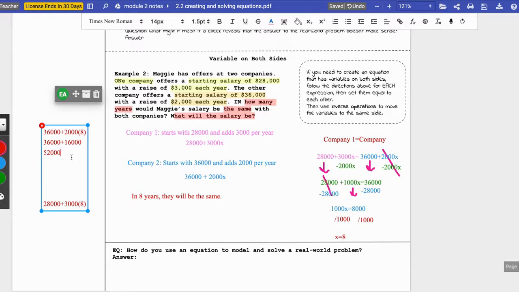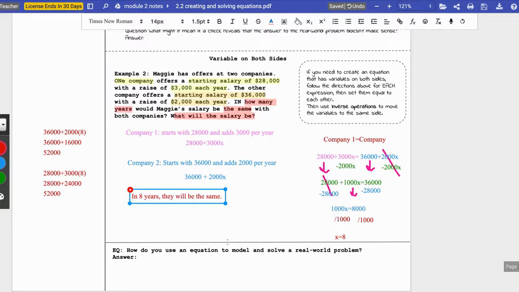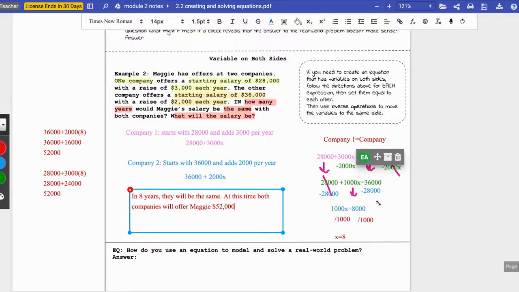Let's check the other one and see what we get here. If I do the same thing, we get 28,000 plus 3,000 times 8, which is 24,000. And sure enough, add those two numbers together, you get 52,000. So we did this correctly, and we know that in 8 years, both companies are going to offer $52,000. For Maggie, $52,000. And that is how we do it.